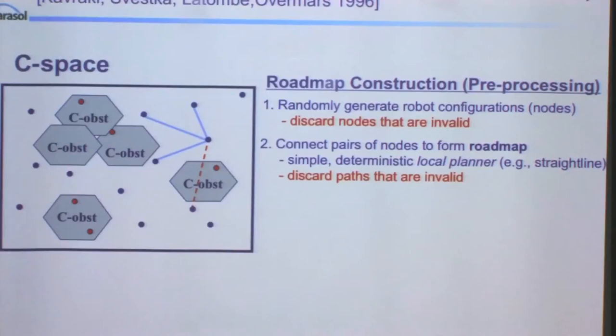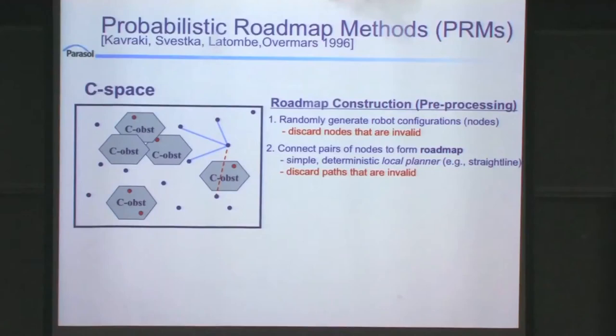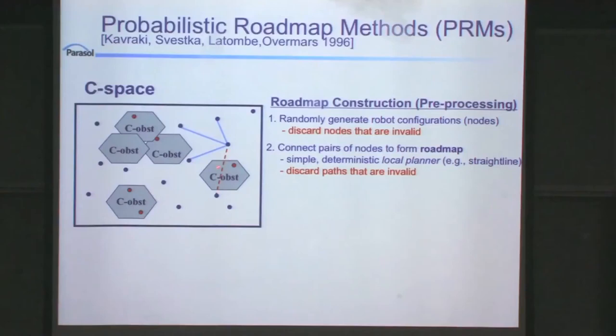Why do you think that's not valid? That's why it's red. Yeah. So I kept the blue ones, and I threw away the red ones. But I didn't know they were invalid until I generated and tested them. And similarly, this connection is dotted red because at some point I tested one of the intermediate configurations on it and it was invalid.